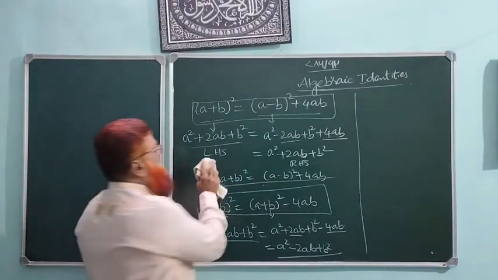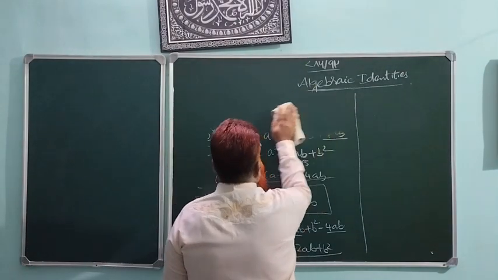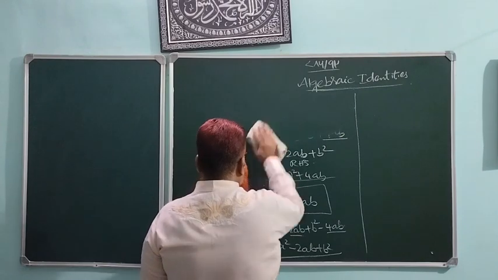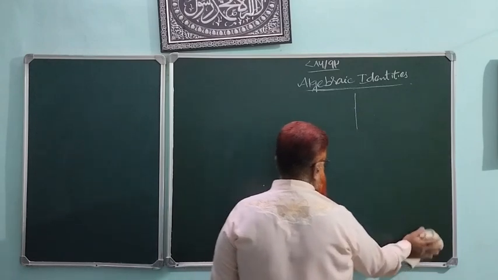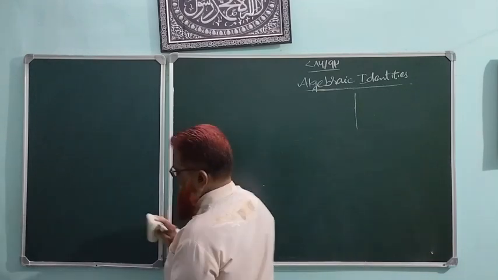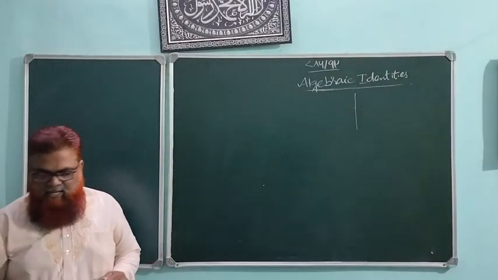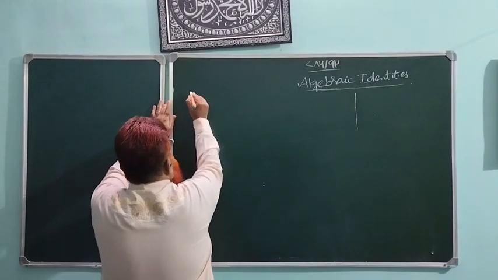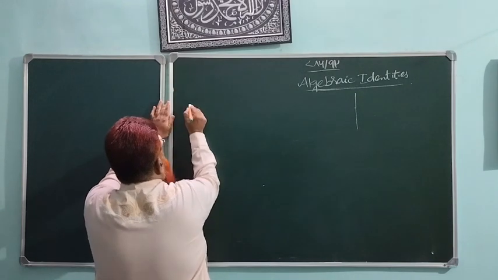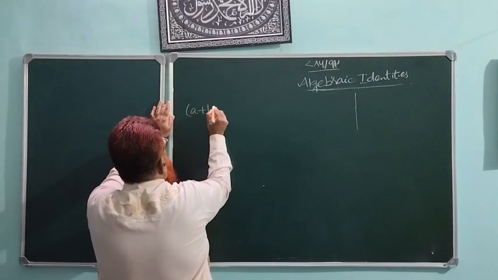Now coming to the cubic expansion, the cube formula. We have discussed the square formula and now we will discuss the cubic formula. How will it be? Just see that. A plus b whole square we have discussed so far. Now we will discuss a plus b whole cube.